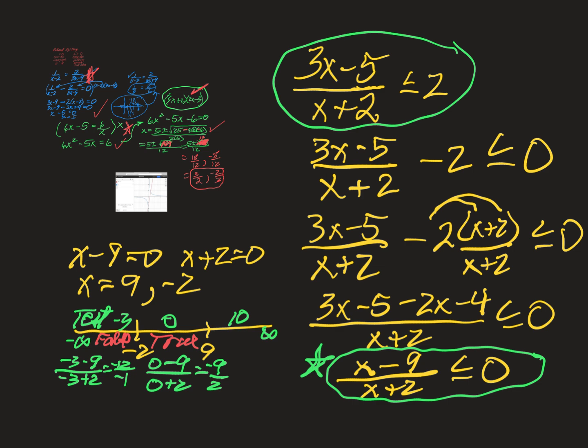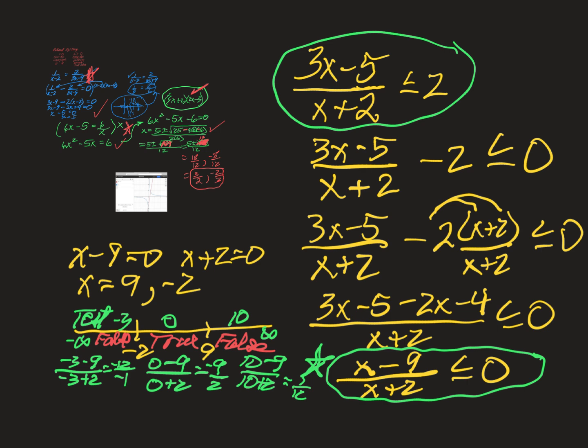And then I grab the 10. I do 10 minus 9 over 10 plus 2, and I get 1 over 12. Is that less than 0? No. So that's false. Now, you may be wondering by now, do these always alternate like this? And the answer is actually no. It just so happens that for a lot of our problems it looks like it always alternates, but it doesn't always alternate. And so that's why you have to check every time.